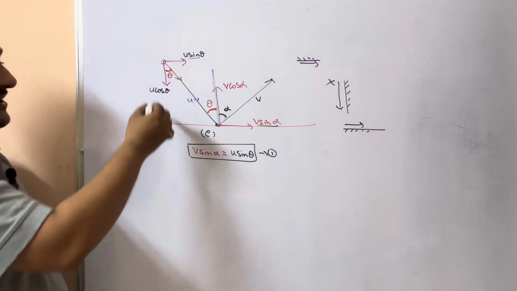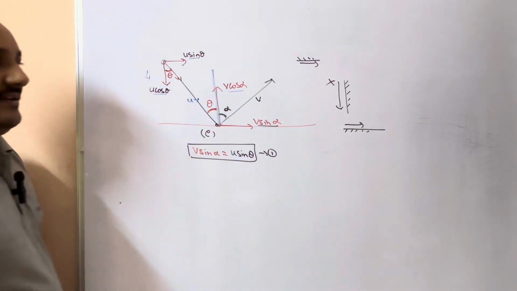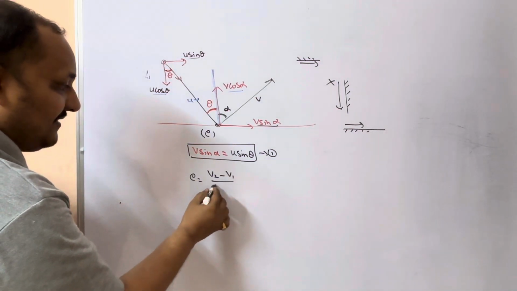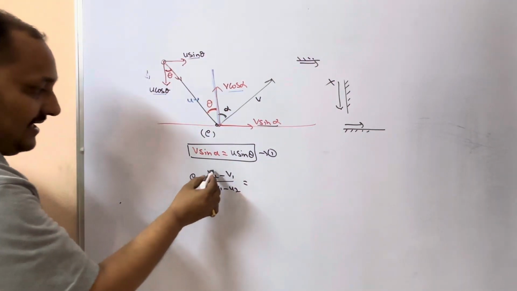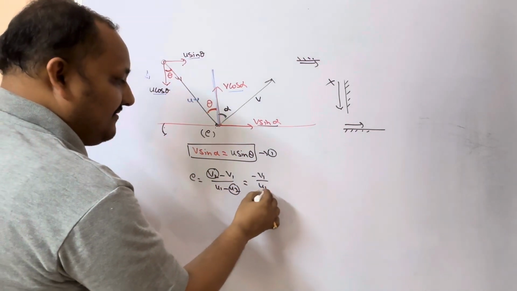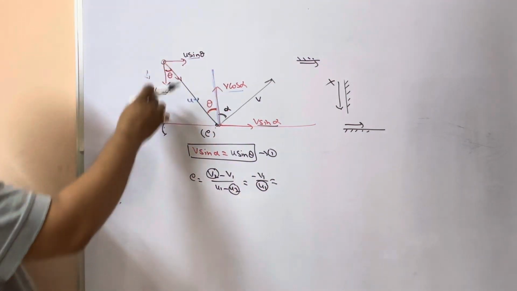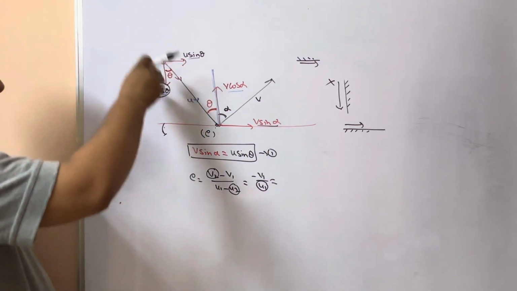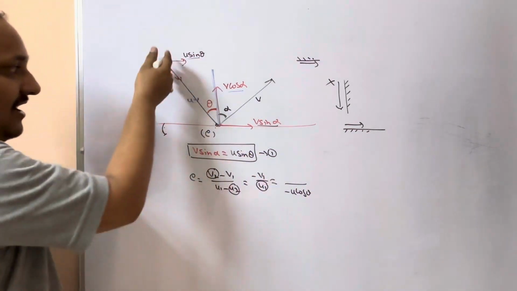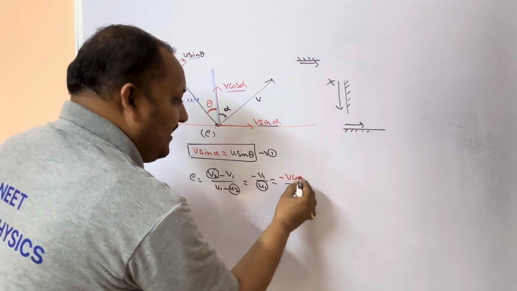Next, in the vertical direction, downwards it is u cos theta, upwards it is v cos alpha. What is the definition of the coefficient of restitution? e equals minus (v2 minus v1) by (u2 minus u1)... here u2 is 0 and v2 is 0, before and after the collision there is no velocity. Therefore, e equals minus v1 by u1. What is u1? The initial velocity coming downwards, u cos theta, taken with a minus sign because it is coming downwards. What is v1? After hitting, it goes upwards, that is v cos alpha.